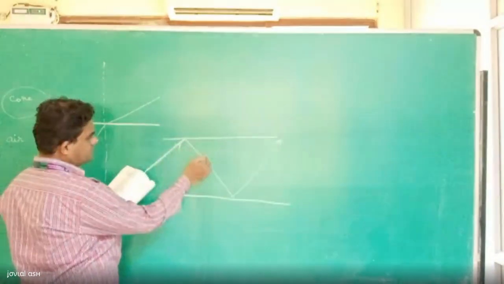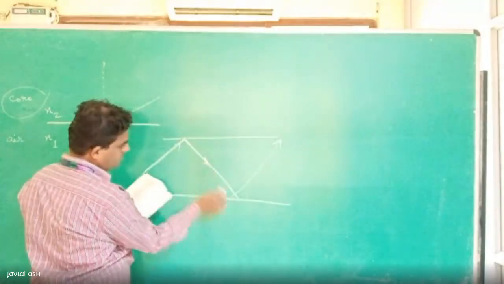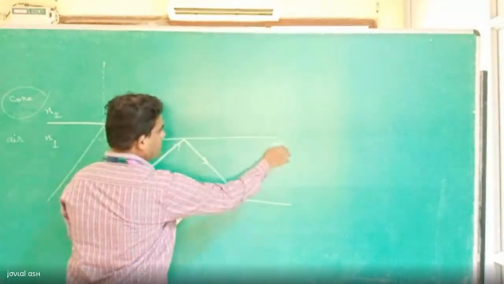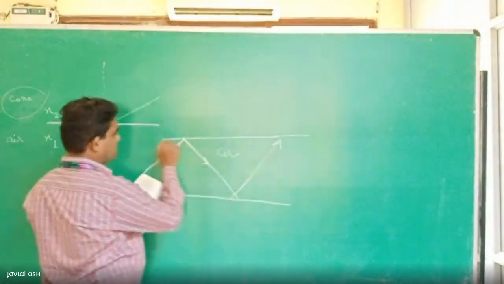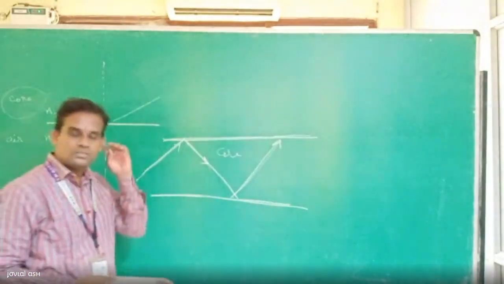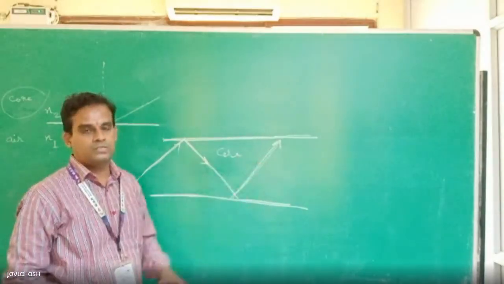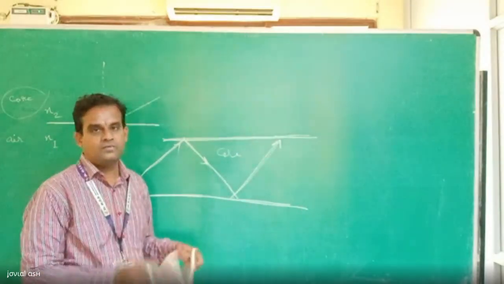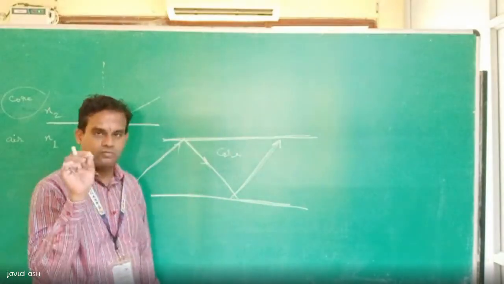Again it will reflect. So this is your core part, the actual core. If I draw like this, just take it literally, don't take it this large. The spacing will be very small. If you talk about nanometer or micrometer thickness, the core will be very small.